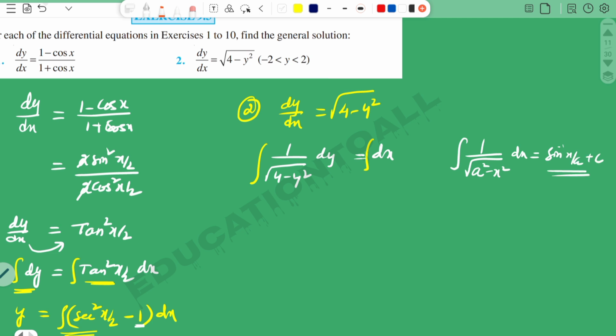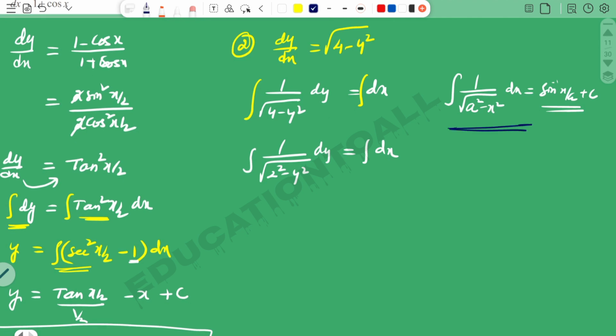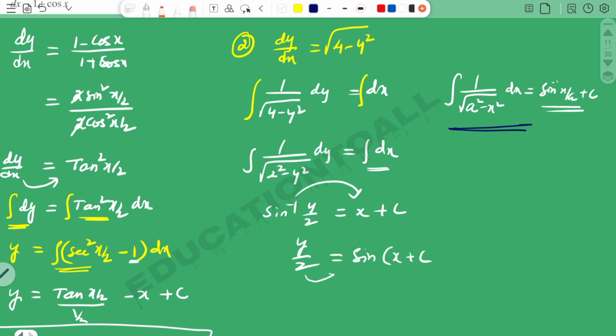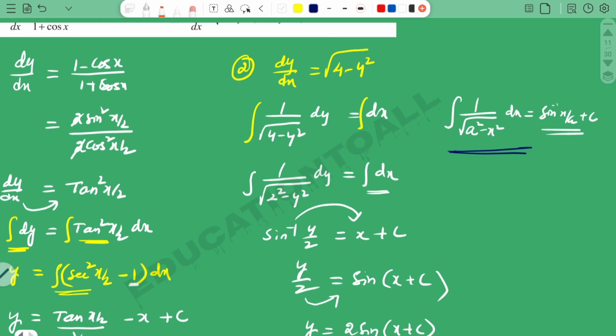By observing that, I can write this integration as 1 by square root of 2 square minus y square into dy, which is equal to integral dx. By observing the formula and writing the given data, sine inverse of y by 2 is equal to integral dx. Integral dx means x plus constant. Then the sine inverse sending to the opposite side, I get y by 2 is equal to sine of x plus c, and 2 also sending to the opposite side, y is equal to 2 sine of x plus c. Therefore y is equal to 2 sine x plus c is the solution of the given differential equation.